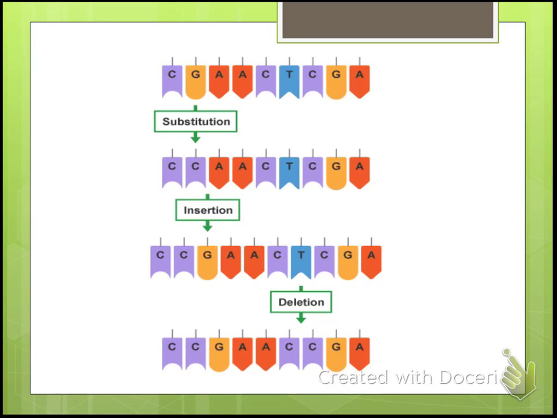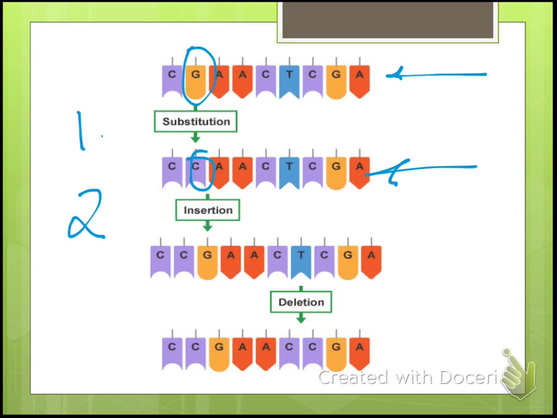So our first one here is substitution. As you can see, here's the original strand. In this case, we have a G. When we go under substitution, what we get in the next strand is that base is now no longer a G. In this case, it's a C. What we've done is substituted one base for another.